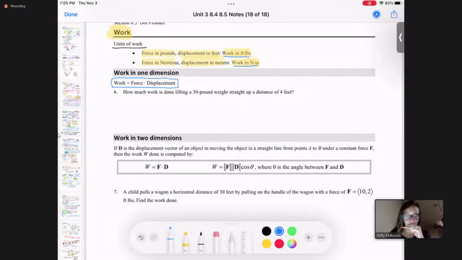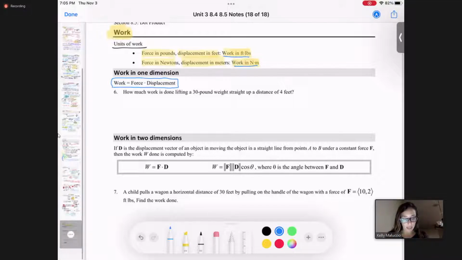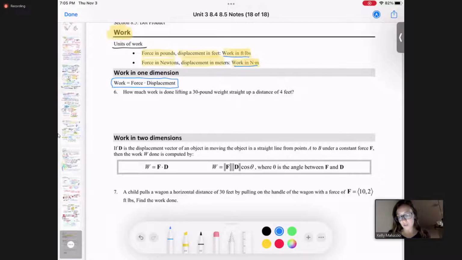So if you look at this number 6, how much work is done lifting a 30-pound weight straight up a distance of 4 feet? That sounds hard, but maybe some people can do it easily. So how much work is done? Our force is the 30-pound weight. And the displacement is 4 feet, because we are displacing this force this distance.